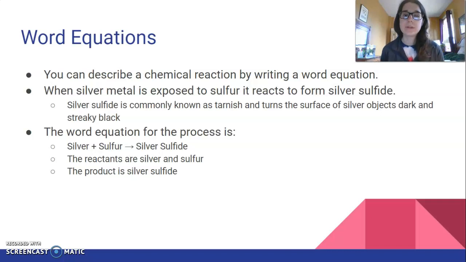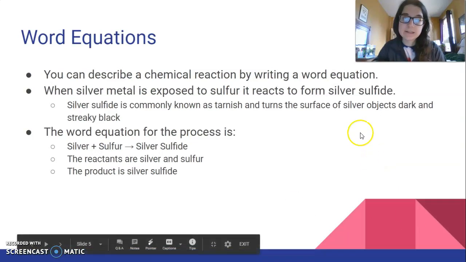For example, when silver metal is exposed to sulfur, it reacts to form silver sulfide. Too many S's. Silver sulfide is commonly known as tarnish. If your mom has any nice silverware that's actually silver, she has to polish it often. And girls, you might also have jewelry that's real silver. Sometimes it has this tarnish and you have to clean your jewelry. Basically, the surface of the silver gets dark, with a streaky black coating on it, and that is silver sulfide. So the word equation for this process is silver plus sulfur yields silver sulfide.